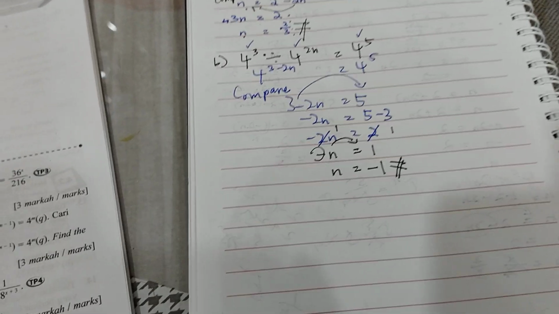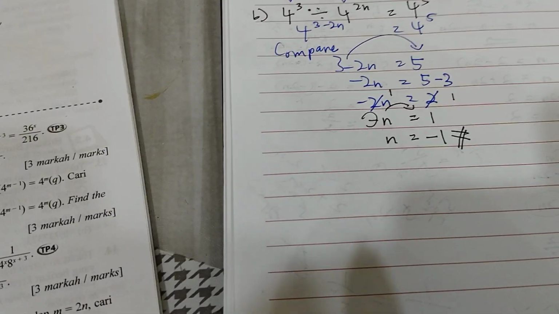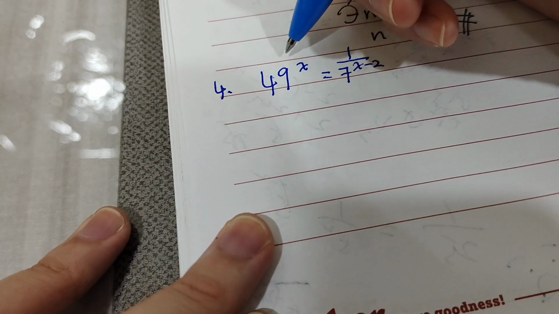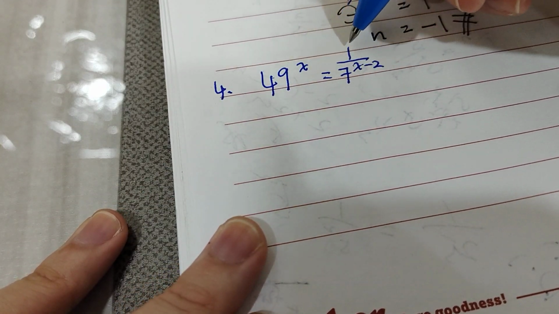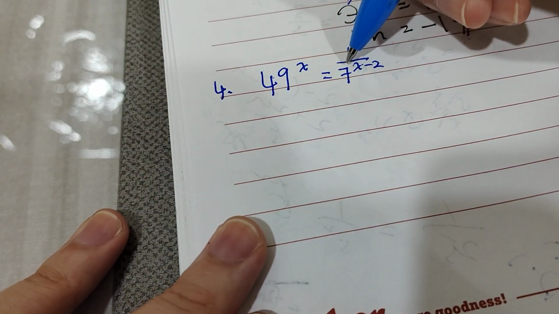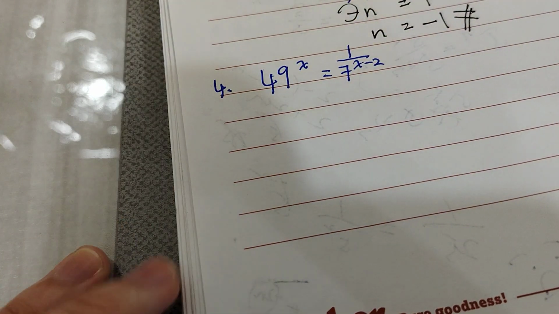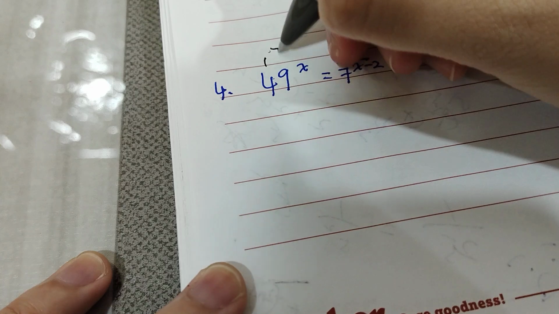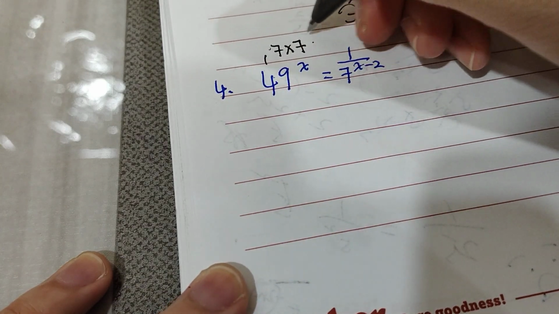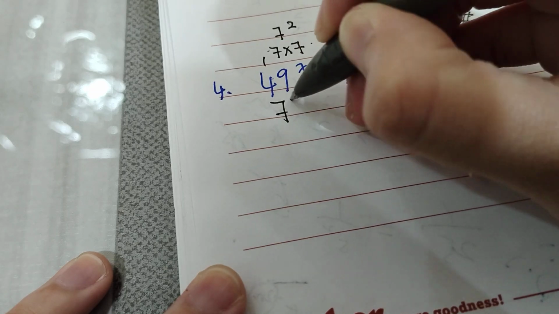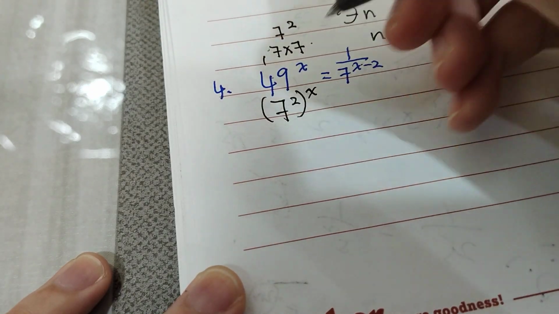Ta-da! Okay, now let's move on. We've got our next equation: 49 to the power x equals 1 over 7 to the power x minus 2. Okay, first, let's make it the same base, shall we? Just from looking at it, 7 times 7 will give you 49. So this 7 times 7 is 7 power 2. So 7 squared will give you 49.